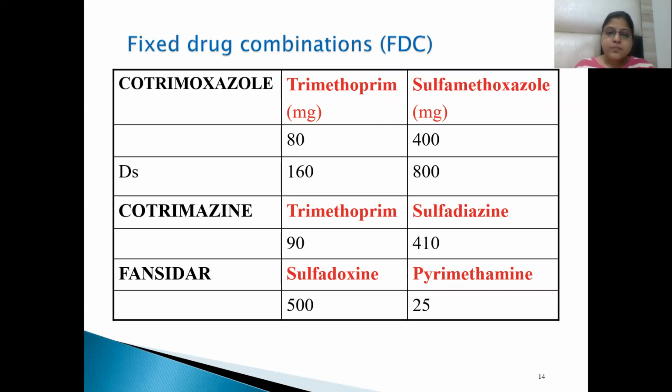Sulfadoxine and pyrimethamine is used in the treatment of malaria, and it is given in the dose of 500 milligram and 25 milligram pyrimethamine. Trimethoprim and sulfadiazine can be given in the treatment of toxoplasmosis.